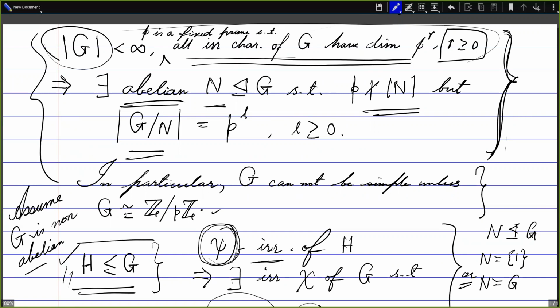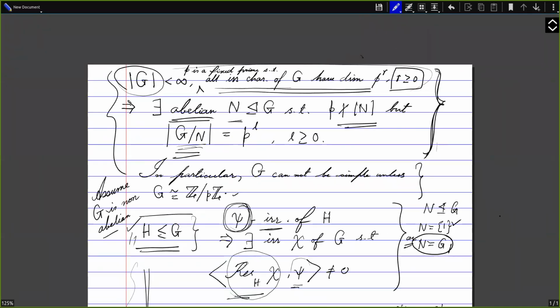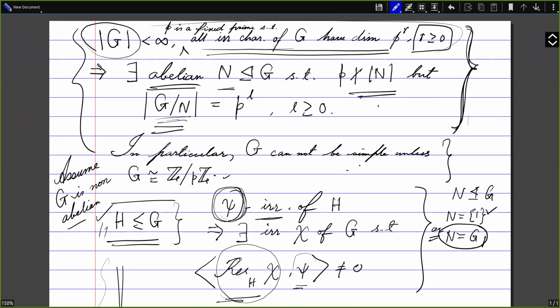So simple and abelian, then G must be Z modulo Pz. So this is for this case. If n is trivial, that means G is a P group from here. So it has center. So the center of the P group is non-trivial. But again, from simplicity, the center has to be the whole of G. So that means G is again abelian. And once G is abelian, since it is simple, it has to be isomorphic to Z modulo Pz. So that's easy. From here to here is actually very easy.